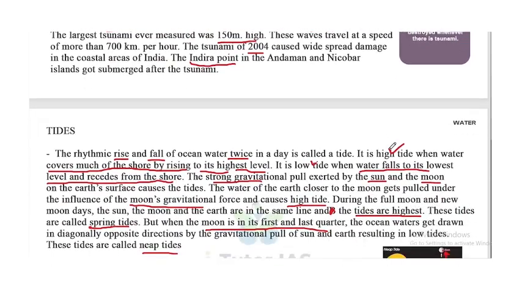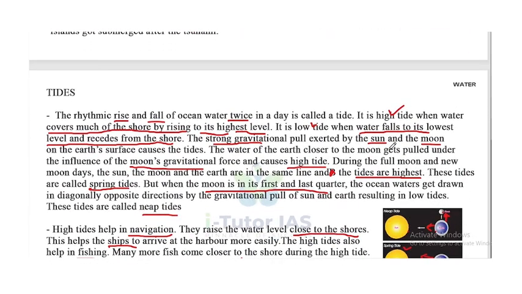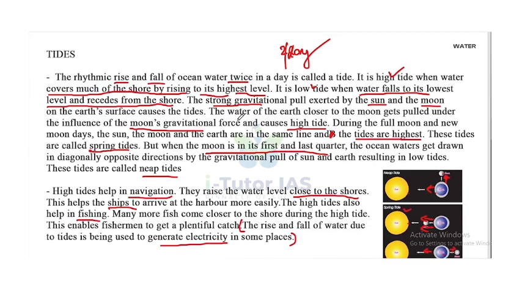The second one is tides. What are tides? It is the rise and fall of ocean water twice in a day. It is high tide when water covers much of the shores by rising to the highest level. When low tide happens, the water falls and recedes from the shore.